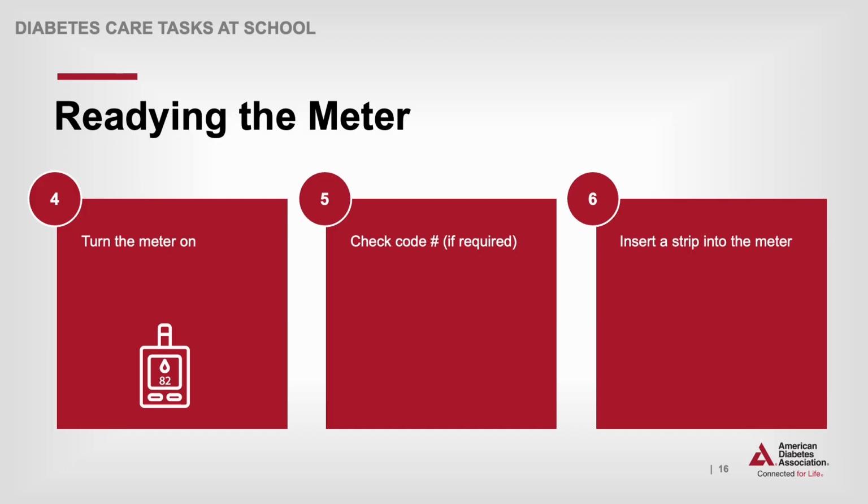Some meters turn on automatically when the strip is inserted. Number 5, check the code number that appears on the meter with the code number found on the container of the test strips. Many meters today may not require this step. However, if used, accuracy depends on using the correct code. Correct the meter code if codes do not match. Number 6, insert a strip into the meter.